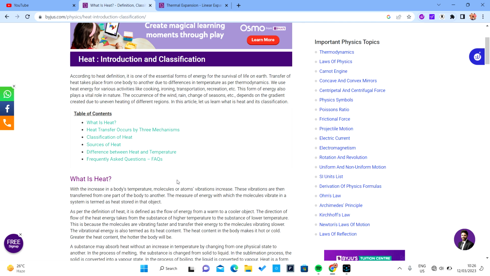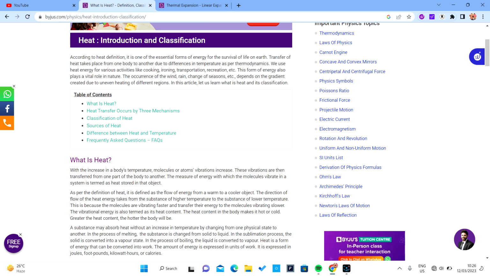If the body has a lot of heat, the temperature will rise, and the heat energy itself is a function of the kinetic energy of the molecules of that particular body. So if the motion of the molecules of that particular body increases, the temperature will increase, and if the temperature increases, then obviously the heat will increase as well.